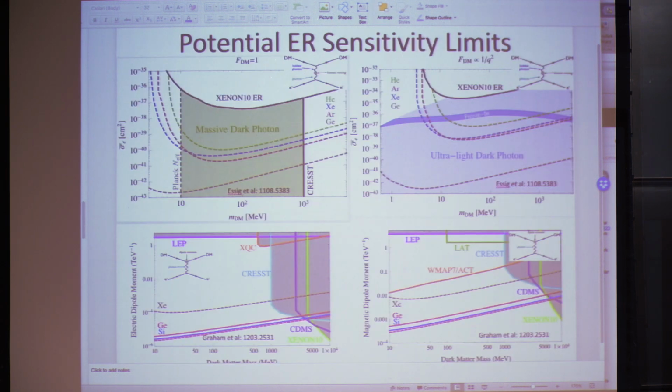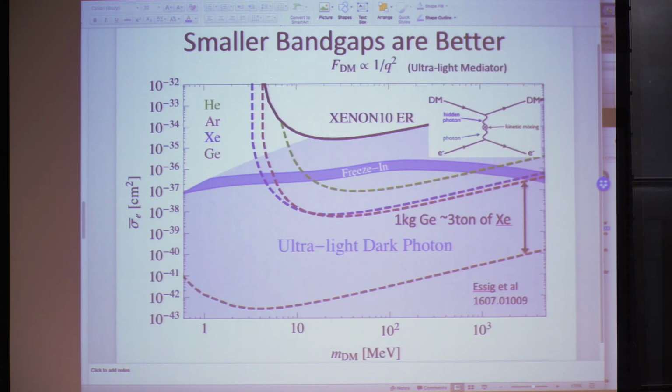So let's actually see that here in this plot by Reuven and Tomer, in which we can see a few things. So here is that threshold idea. This is, again, experimental cross-section. All of these are for 1 kilogram-year of material. And this here is the germanium line. Here, this is xenon, argon, and helium.